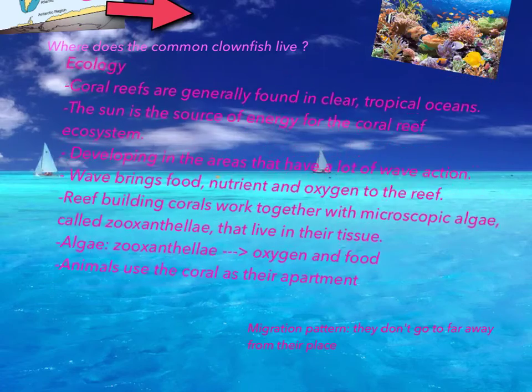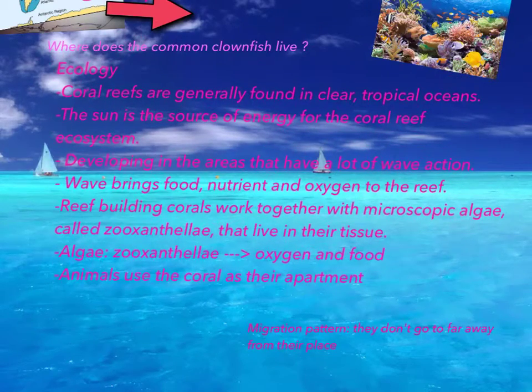Okay, so the coral reefs can be found in clear and tropical oceans. The sun is their only source of energy for their ecosystem, and the coral reefs develop in areas that have a lot of wave action because the waves bring food, nutrients, and oxygen to the reefs. The coral reefs also work together with algae called zooxanthellae. This type of algae also helps the coral reefs with their food and oxygen.